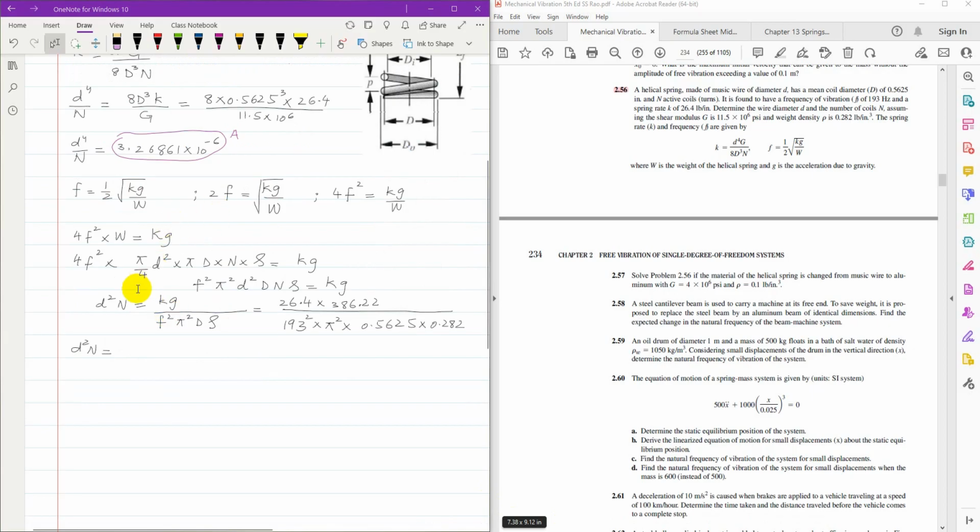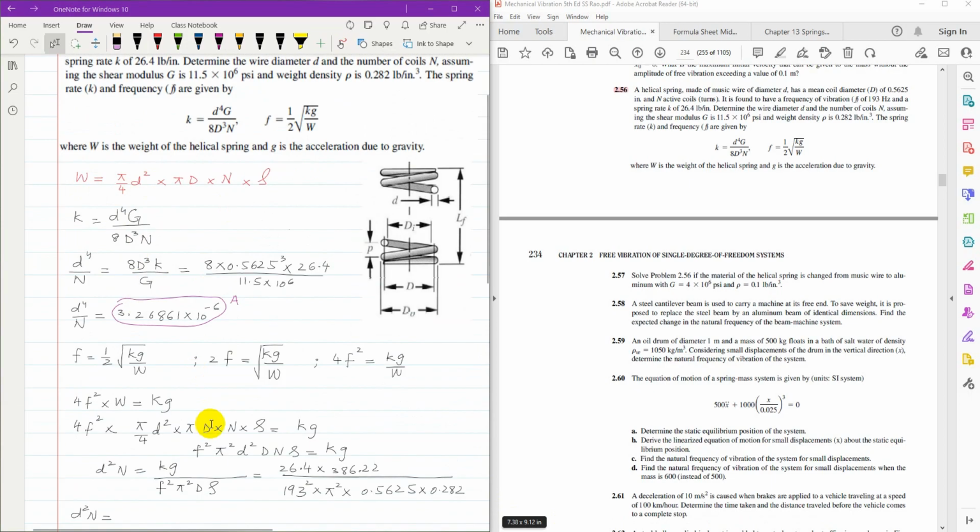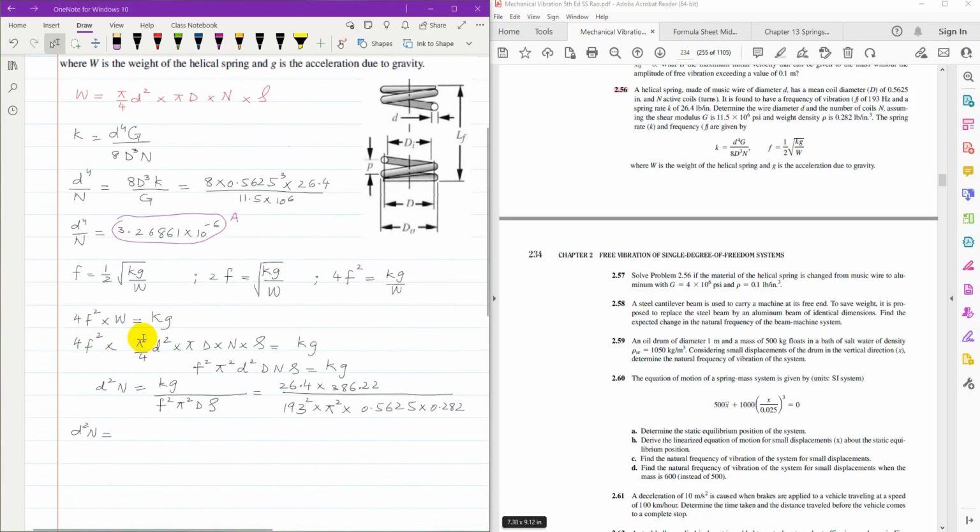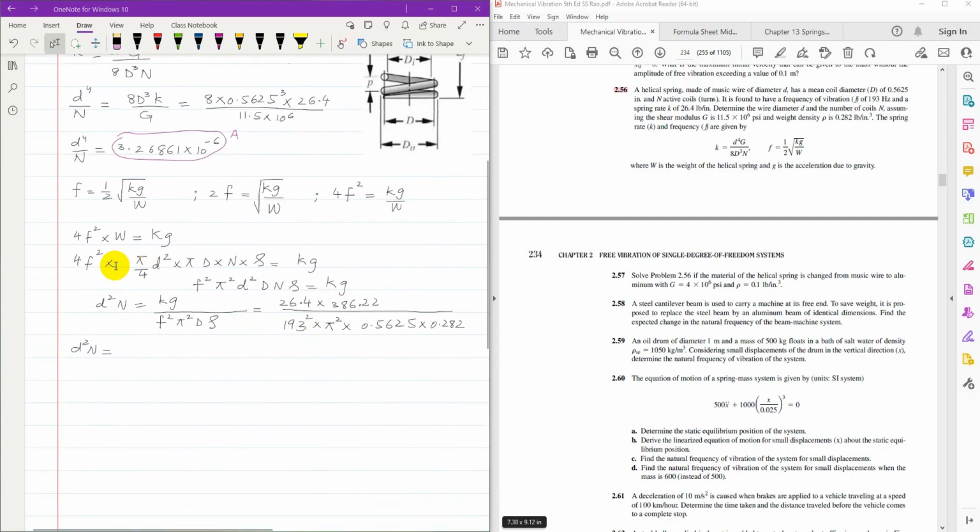So now I can substitute the value of W here. After substituting the value, it is pi by 4 d raised to 4 into pi d into n into rho is equal to kg. And this 4 is being cancelled with the 4 in the denominator. So it comes as pi into f squared into pi, that is pi squared, then d squared, then d n rho is equal to kg.